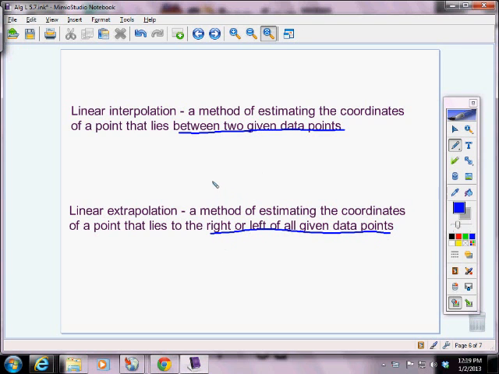Okay? So interpolation is going to be making a prediction based on your model that you've written, but within the data points. Linear extrapolation will be a prediction, but based outside the data points, still using your model. Let me show you what I mean.